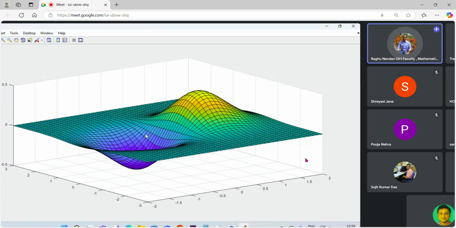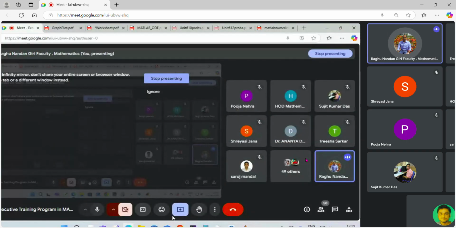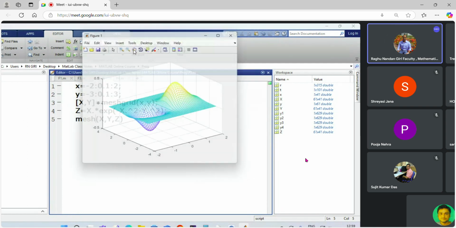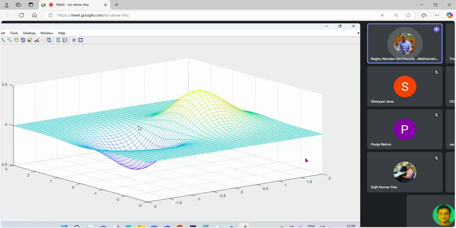Okay. See, here is the surface. In the surface graph, all the grid cells are filled with color. But in the mesh graph, each grid cell is not filled with color. That means the mesh graph is basically wired. The grid is wired, and in the surface graph, the grid is wired and filled with color.